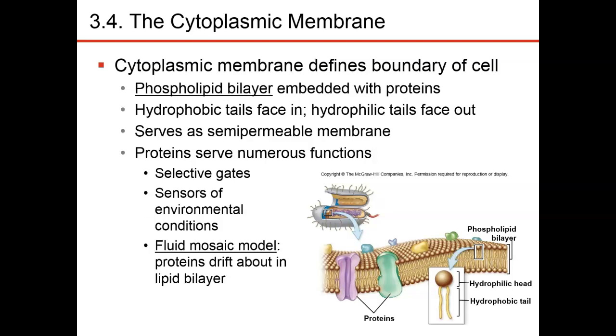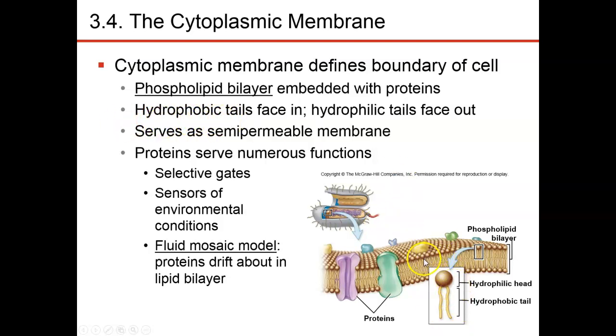All cells have a plasma membrane, and the plasma membrane of every single cell is very similar. Plasma membranes are composed of phospholipids. So you can see a phospholipid here, which has a hydrophilic head. The term hydrophilic means that it is water-loving. And then it has two fatty acid tails. These are called hydrophobic tails. Hydrophobic means, again, water-hating. So they're scared of water.